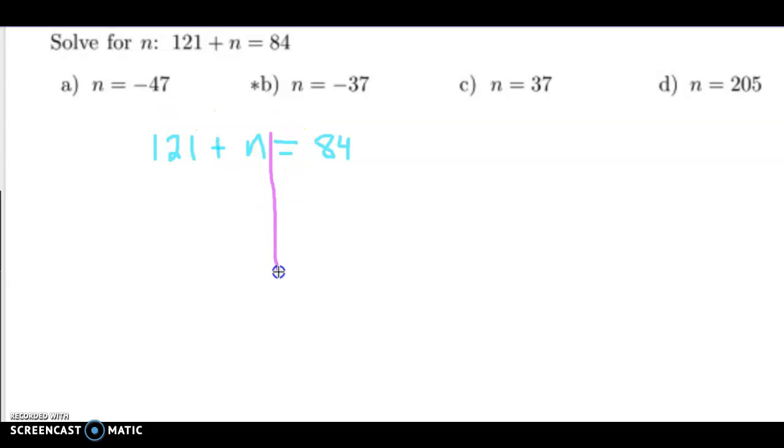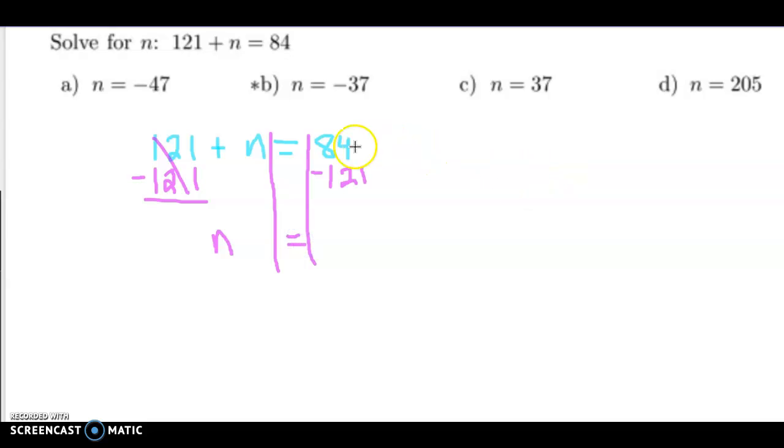So I start by drawing my ladder. I want this n to be here by itself, so I'm going to remove the 121. Currently, it's a positive 121. The opposite of a positive 121 is a negative 121. Anything I do to one side, I do to the other. These cancel out, and I'm left with n equals.